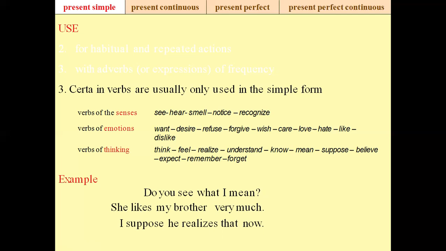Then again, I suppose he realizes that now. Here realize is a verb of thinking, and suppose is again a verb of thinking. So these verbs are used only in the simple present tense. So this is the third rule of the simple present tense.